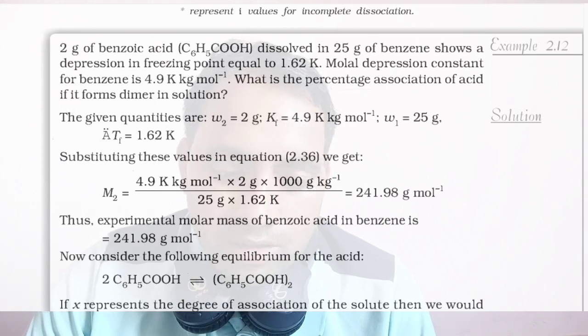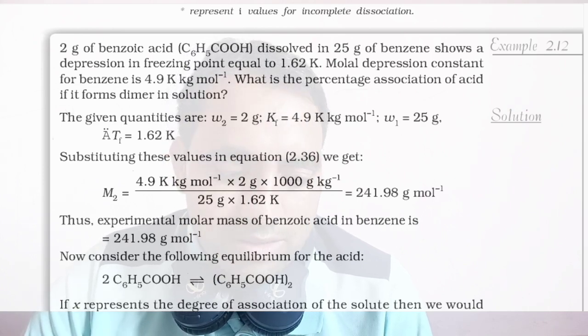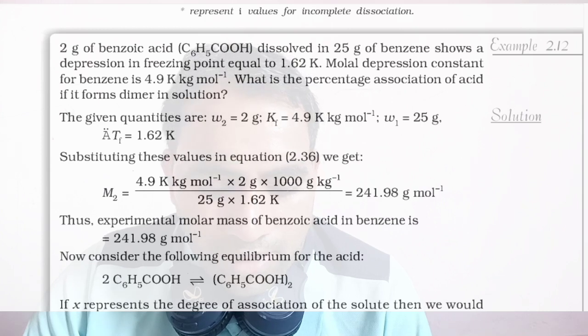In this question, we need to calculate the percentage of association. The given quantities are W2 equals 2 gram, Kf equals 4.9 Kelvin kilogram mole inverse, W1 equals 25 gram, delta Tf equals 1.62 Kelvin.